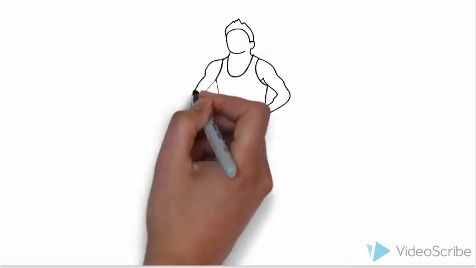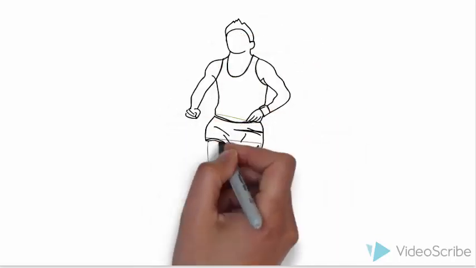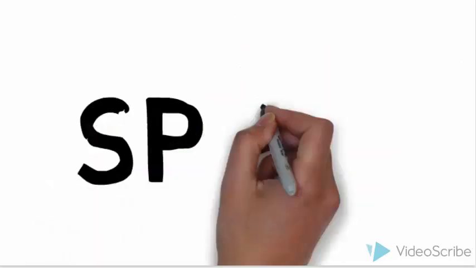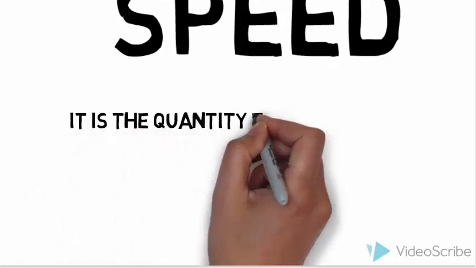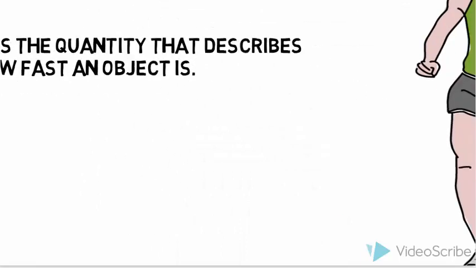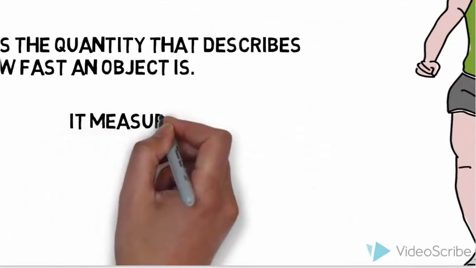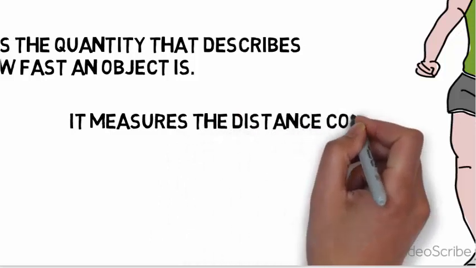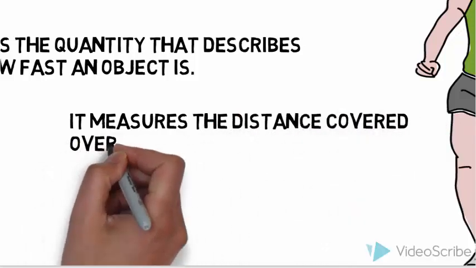For today, we are going to talk about quantities that involve how fast an object is moving. Let us start with speed. Speed is the quantity that describes how fast an object is. It measures the distance covered over the time taken, or the distance traveled over a period of time.